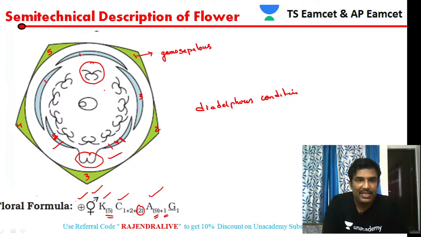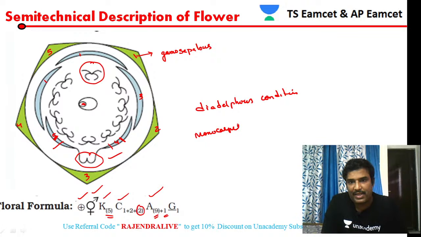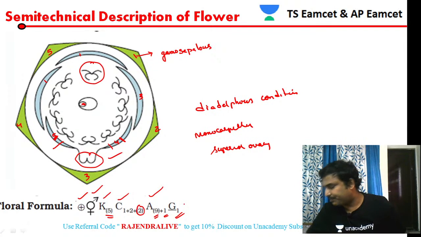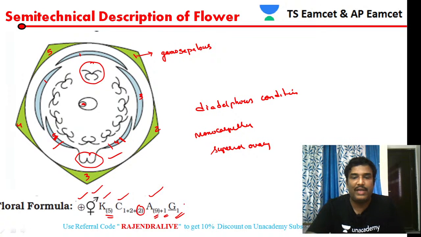Similarly, the gynoecium is single. There is only one carpel, so it is monocarpellary. There is a dash symbol represented below, so certainly the ovary is superior, and it has only one carpel. Like this we have to identify the given description.